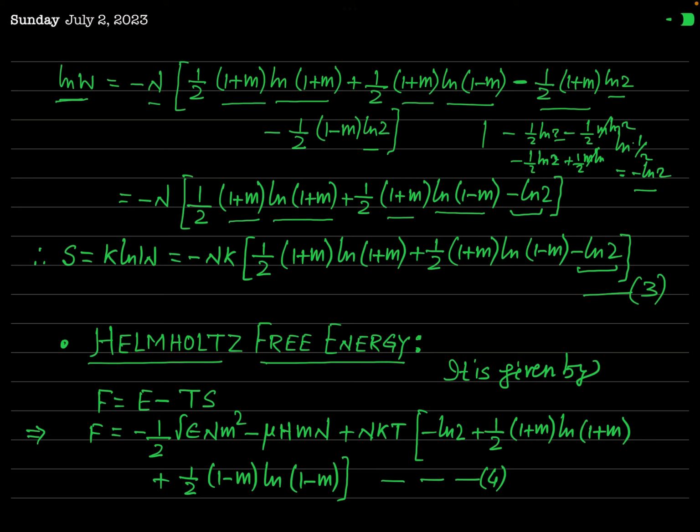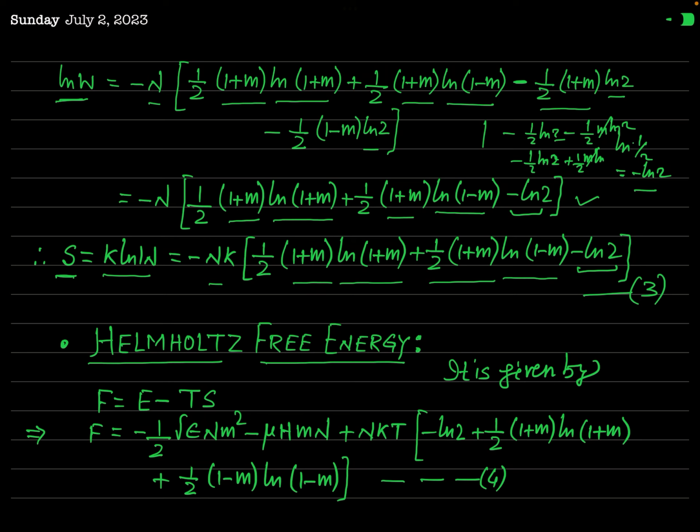So now you can find the value of entropy of the system, because you know S is equal to k log W. So simply multiply the above result by the Boltzmann constant k and you will get S. So S is equal to what? This is minus Nk times 1 over 2 times 1 plus m times log 1 plus m plus 1 by 2 times 1 minus m times log 1 minus m minus log 2. So in this way we have calculated the value of entropy.